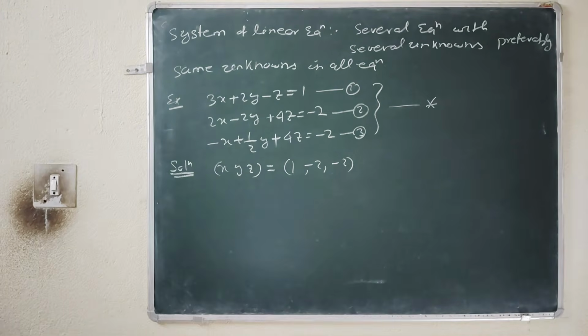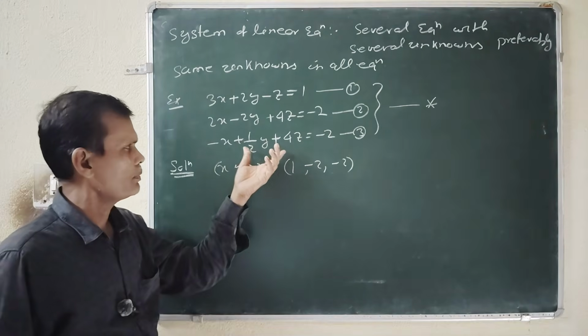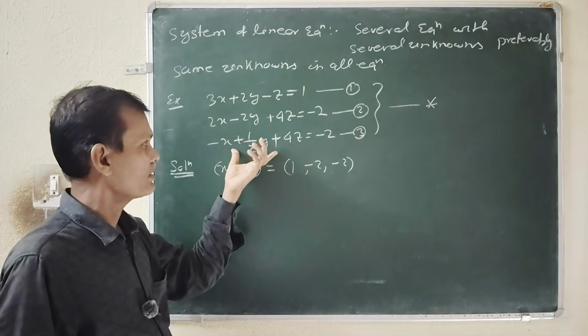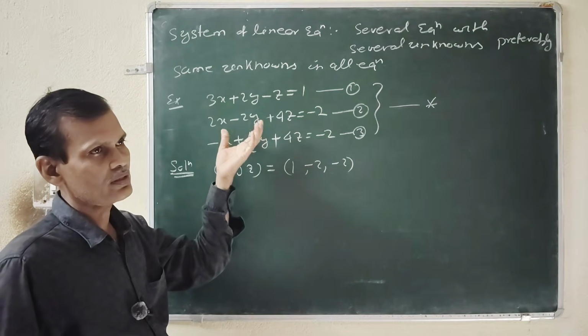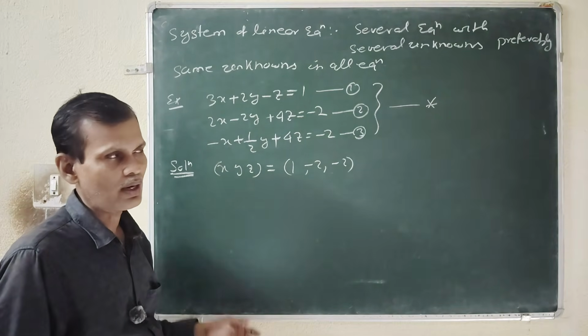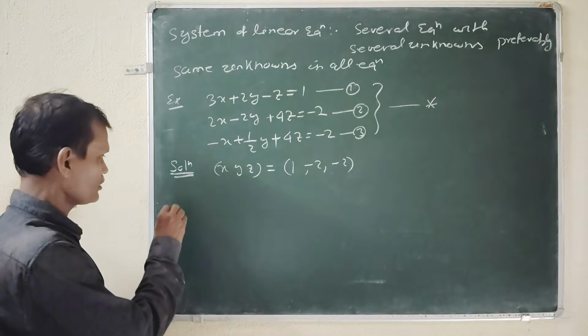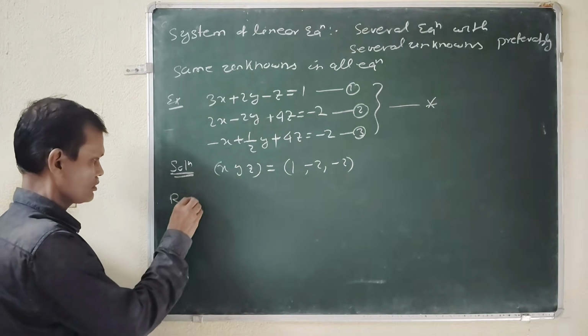Okay, then the question is, the system of linear equations may not always contain three variables. It may contain any number of variables and any number of equations. So how do we represent a system of equations? So, representation of system of equations.